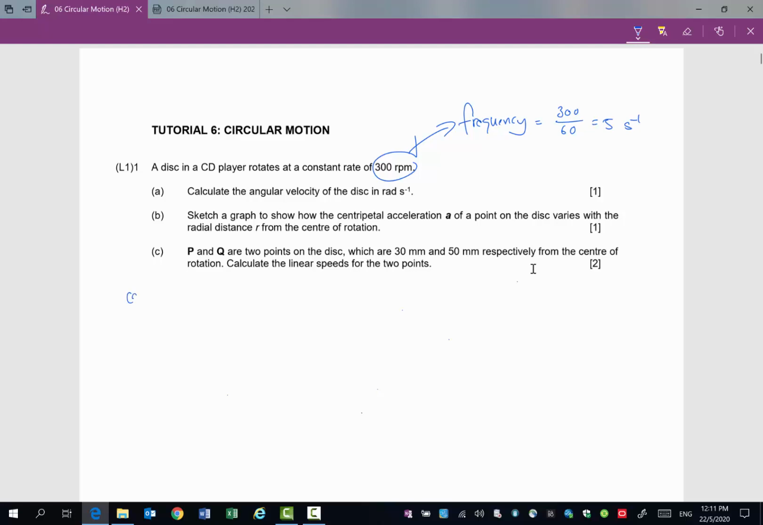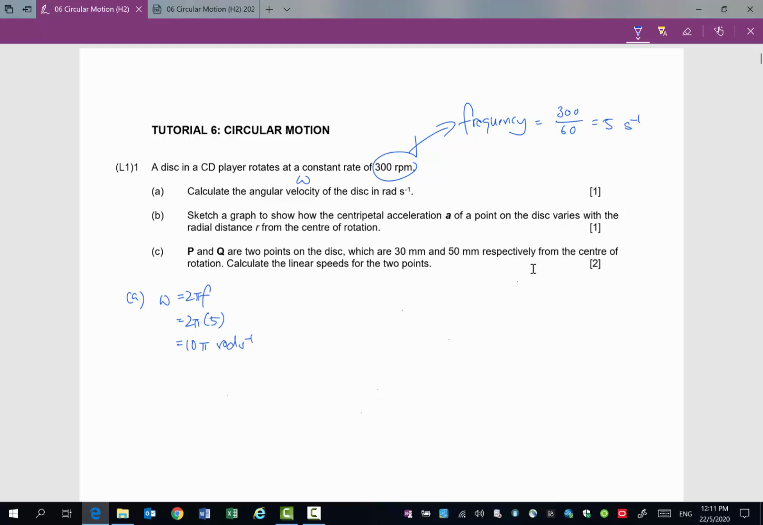So for part A, we need to solve for the angular velocity of the disc in radian per second. Angular velocity is represented by the notation omega. Some of you will call this W, but it is actually called omega. So omega has a formula equal to 2 pi f, or in some other cases it may be useful to use 2 pi over T, but for this case, 2 pi f. Calculating, we have 2 pi multiplied by 5, giving us 10 pi radian per second.